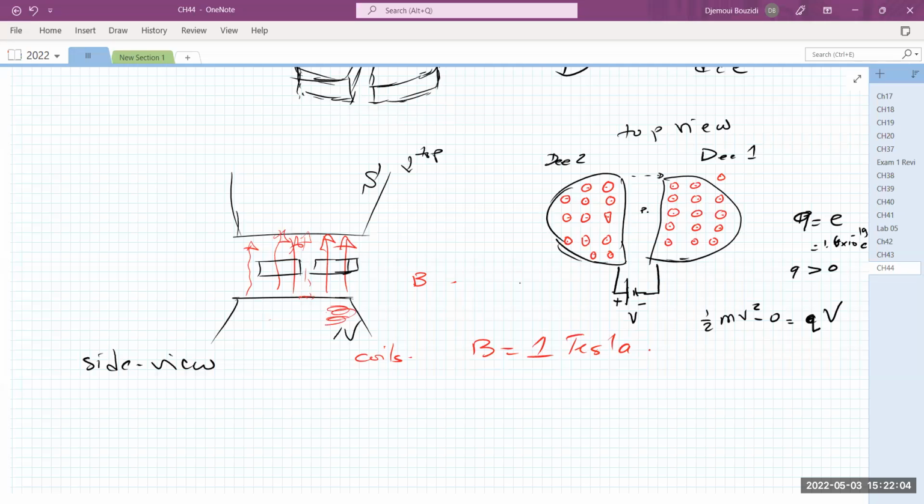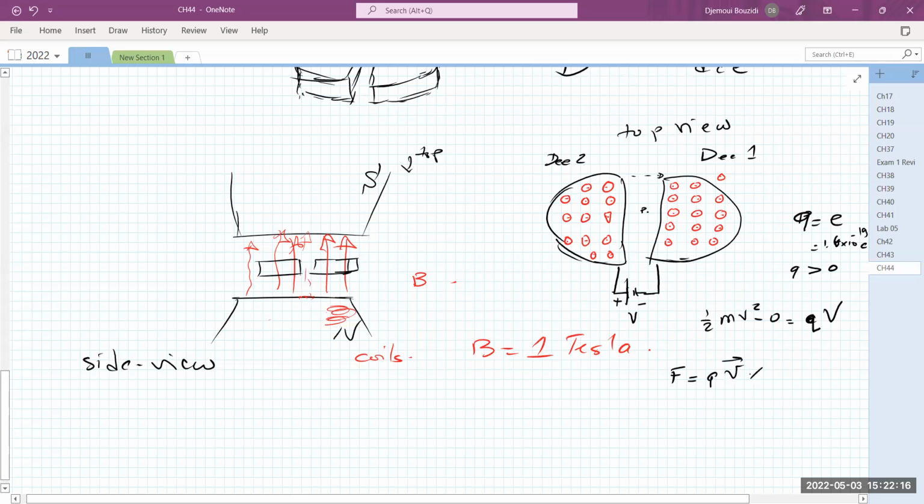Okay, so at this point, the particle enters the magnetic region. Inside this region, we have the Lorentz force, QV cross B. That gives me the force due to the magnetic field acting on that charge Q, which now enters with a velocity given by the square root of 2QV divided by the mass, where V is the voltage in this region.